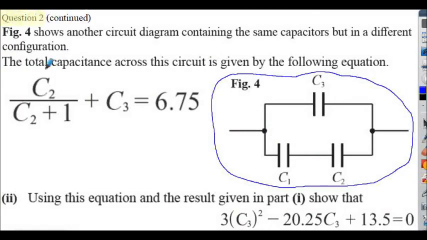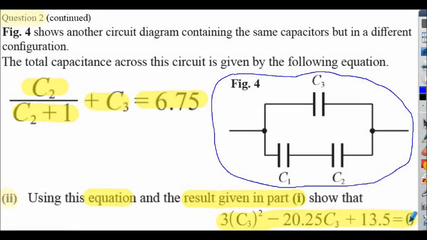Here's question 2, part 2. We're given this equation. So from the equation and using the result found in part 1, we're asked to show the following equation, all in terms of C3. So in other words, we're going to substitute the solution in part 1 for C2 into the equation given here to prove the equation on the bottom line.